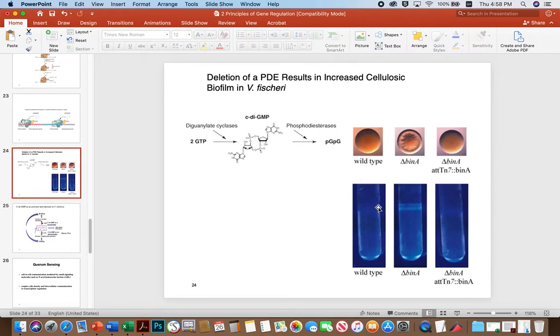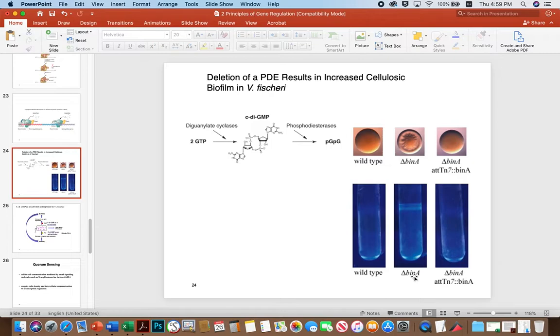And here is a representation of the biofilm formation in wild type. It's very minuscule. In this particular assay, we use a dye called calcofluor to stick to the biofilm. In this particular case, it's a biofilm made out of cellulose. And so the wild type doesn't produce a ton of it, so the diguanylate cyclase signal is not that strong, and so you don't get much, if any. You get a tiny little bit of biofilm formed in the wild type.